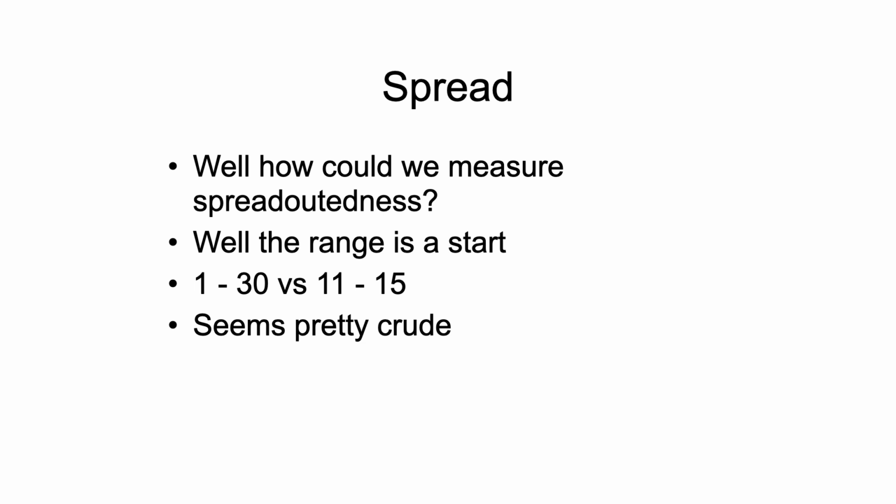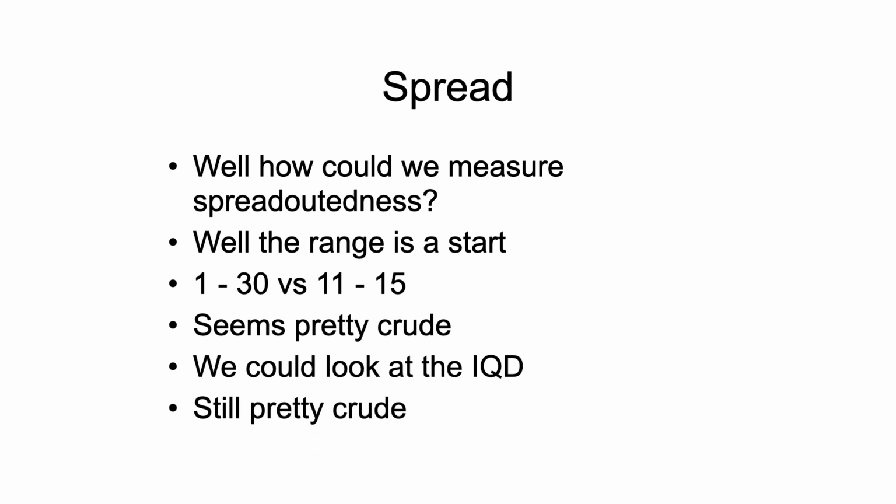So it seems pretty crude, because it is. We can look at the interquartile distance. That's the distance between the 25th and the 75th percentile, the interquartile distance or the interquartile range. That's going to tell us how big the major part, like the box part of the distribution is. It's still pretty crude, but it's a bit better than the range, I think. Because that tells us where most of the numbers are. The range tells us where all of the numbers are. The IQD is going to tell us where most of the numbers are. That's a bit better. It's not perfect, but it's a bit better.